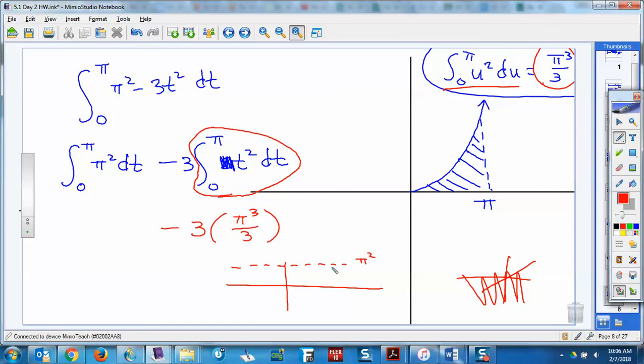And we want to do the area from 0 to pi. What shape is that? Right, it's a rectangle. And it's pi wide, and it's pi squared tall. Base times height. So it's pi times pi squared, which is pi cubed. So this answer here is pi cubed.